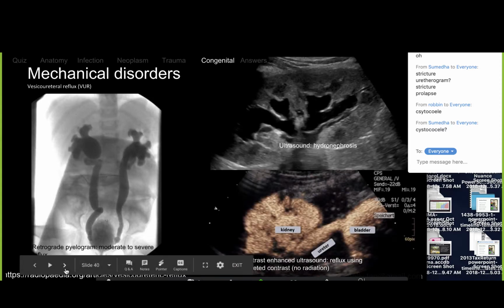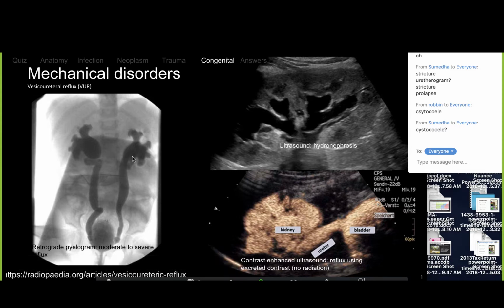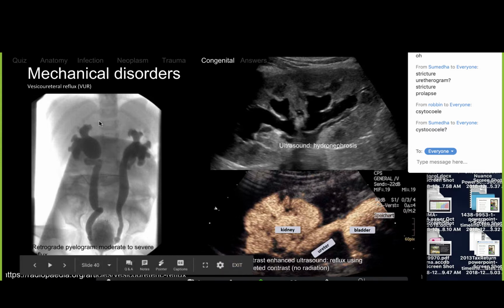Okay, more congenital disorders. Sorry, we're moving on to congenital disorders now. But here we have, what do we have here? What kind of study is this?